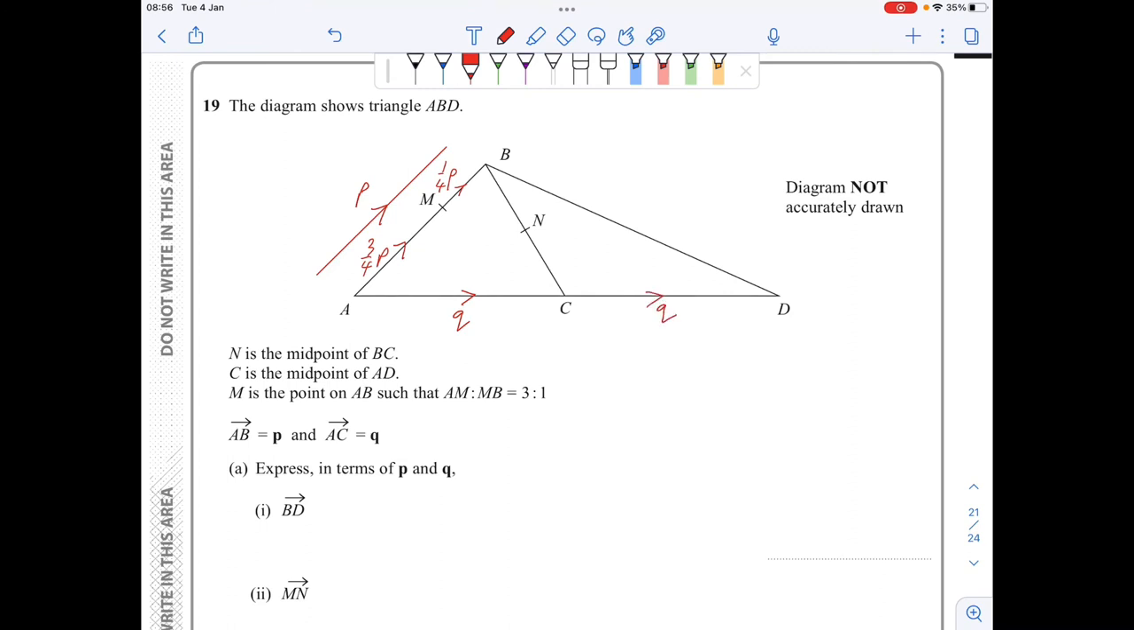Now for part AI, BD is equal to BA plus AD. Now BA is the reverse of AB, so BA is minus P plus AD is Q and Q, so plus 2Q, and that is the answer.